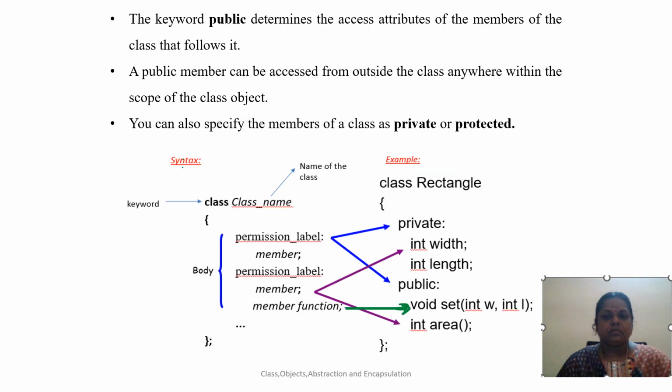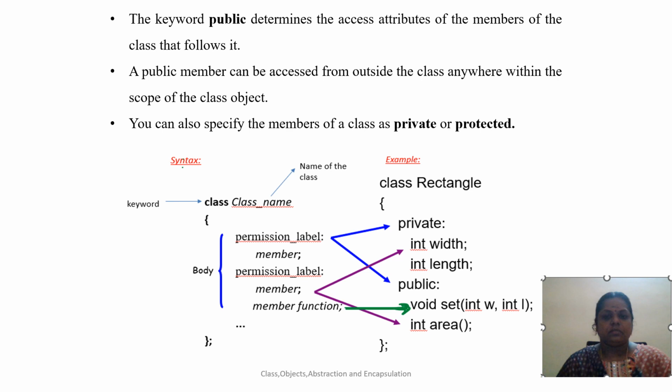Okay. So next we can see the structure of the class and how it is defined. Here the keyword class represents the class and then comes the class name. And what are all the things in the body? It can be some private members and public members. What are the private members? Width and length can be called private.